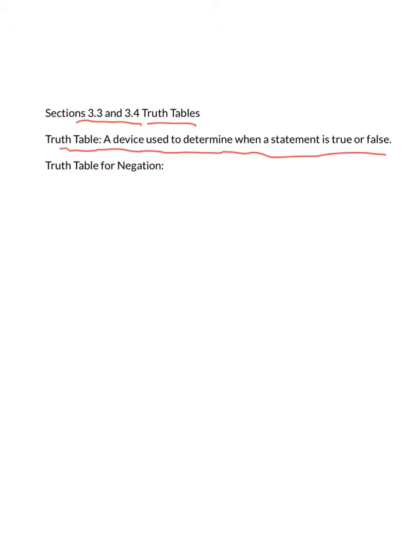So starting with a truth table for the negation symbol, if we consider an idea, I'll call it P, and we are going to literally make tables in this section. If we have an idea in math, it could either be true, so I'm going to put a capital T for true, or that idea could be false. It has to be one or the other. I'll put a capital F for false.